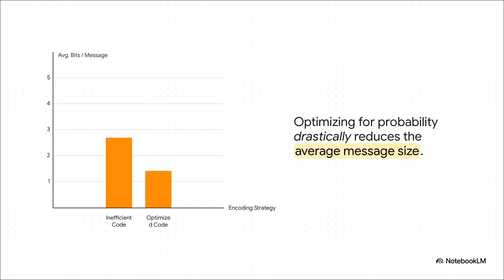A code that just ignores probability might average, say, 2.7 bits for every message we send. But when we optimize it for what actually happens in Tokyo, we can slash that average all the way down to just 1.42 bits. Now think about that over thousands and thousands of messages. That is a gigantic, game-changing improvement in efficiency.